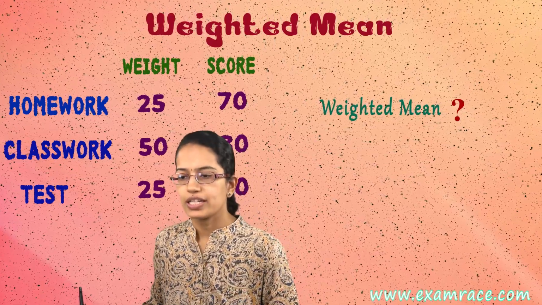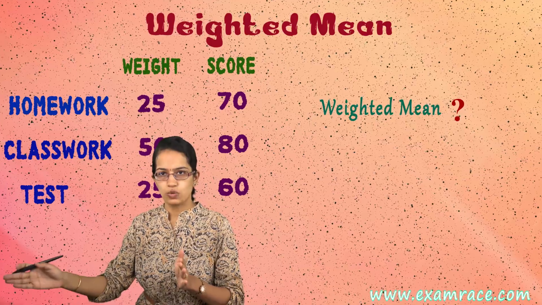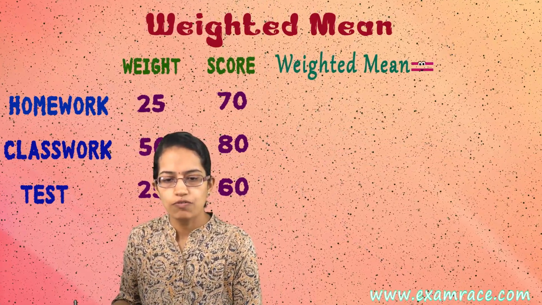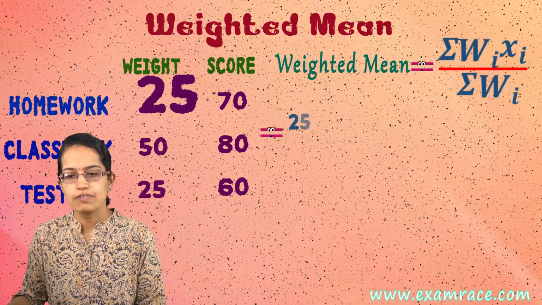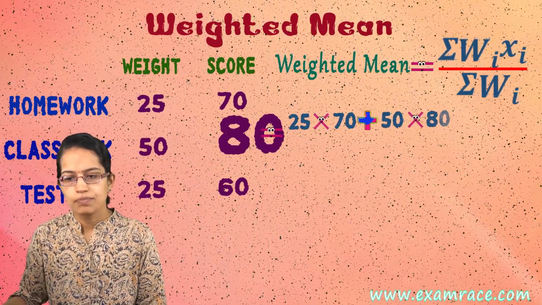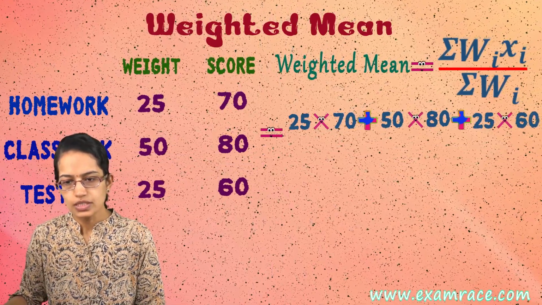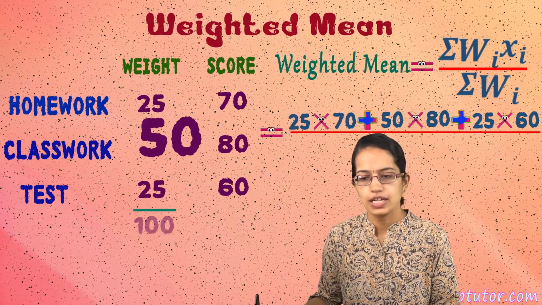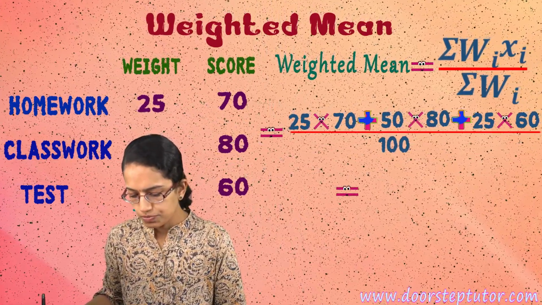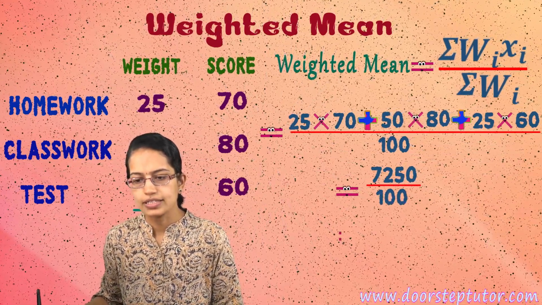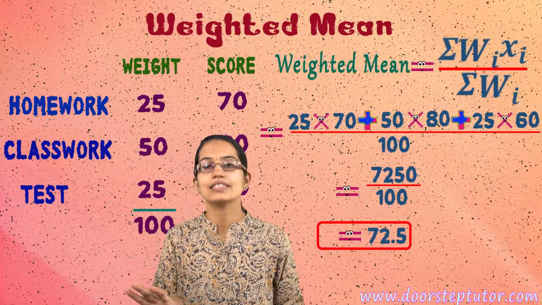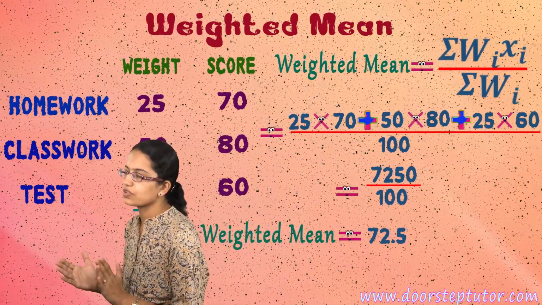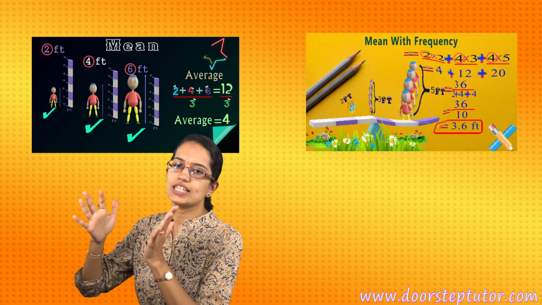So weighted mean is calculated as the average by multiplying weights with the scores and dividing by the sum of the weights. So it's the summation of weights times the scores divided by the summation of the weights. Now here we can say it's 25 into 70 plus 50 into 80 plus 25 into 60, divided by 25 plus 50 plus 25, which is 100. So 7250 divided by 100, that is 72.5, would be my average score that would be generated, and this is the weighted mean. So understand it very carefully, very precisely, what is the difference between a normal mean, a mean with frequency, and a weighted mean.